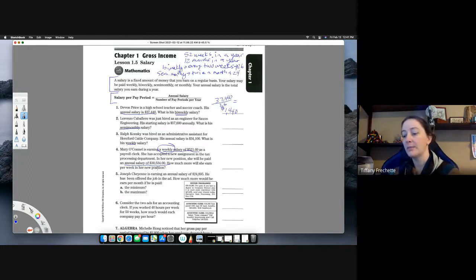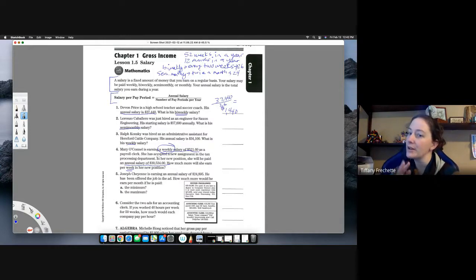And then because they want to know how much she's going to be making per week, you'd have to divide by 52 again. You can also divide this by 52. Instead of multiplying by 52 here, you can divide by 52 and then subtract this weekly salary from this weekly salary. And you'll also find out the total amount there, how much more she'll be making.